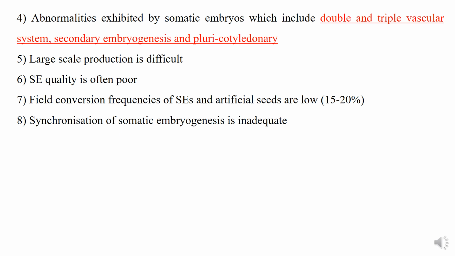Then the field conversion frequency is also less in the case of somatic embryos and artificial seeds. If we are capable of producing 100 somatic embryos, only 15 to 20 can be converted into a new plantlet. So that frequency is also less. And synchronization of somatic embryogenesis is also inadequate. All the somatic embryos should be in a similar stage, but here synchronization is very difficult. Some are in heart shape, some are in torpedo shape, so it will be difficult. So synchronization also has to be achieved before commercialization.